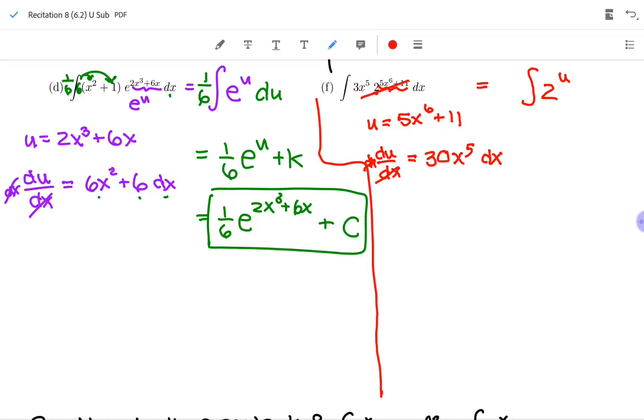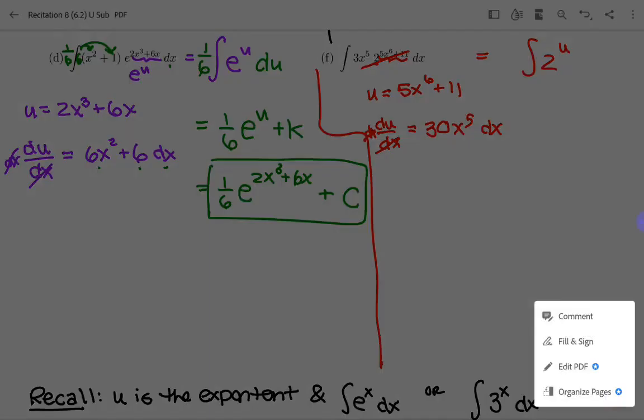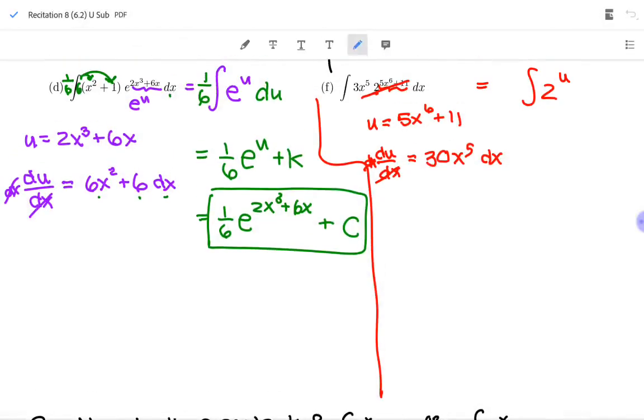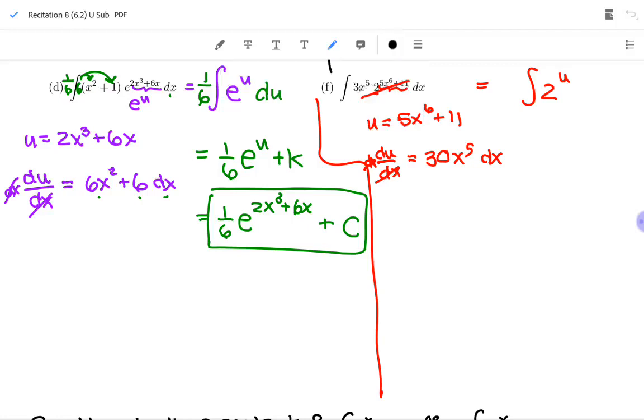All I have left to think about in order to see if I have a perfect du or not is I have a 3x to the 5th dx. I'm going to switch colors. And I need it to be a 30x to the 5th dx. So I have x to the 5th and dx all good to go, but I have a 3 when I need a 30. This comes up a lot in real math problems, that's why we're doing it a lot here, where it doesn't end up being the perfect number. So 10 times 3 would give me what I need. 10 times 3 would give me 30x to the 5th dx.